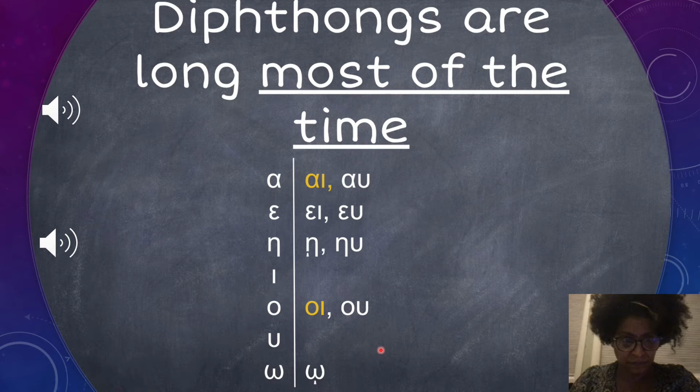Diphthongs are long most of the time. The exceptions are ai and oi, highlighted on the slide. For the purposes of accentuation, ai and oi are usually short. Now after we discuss the rules of accentuation, we'll come back and see how we can tell the instances when ai and oi in verbs are long.